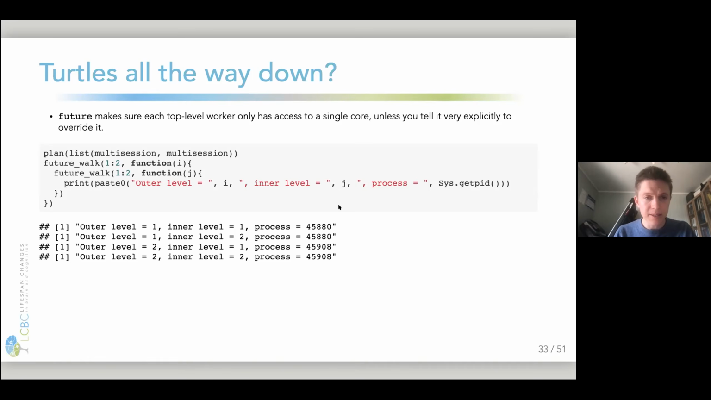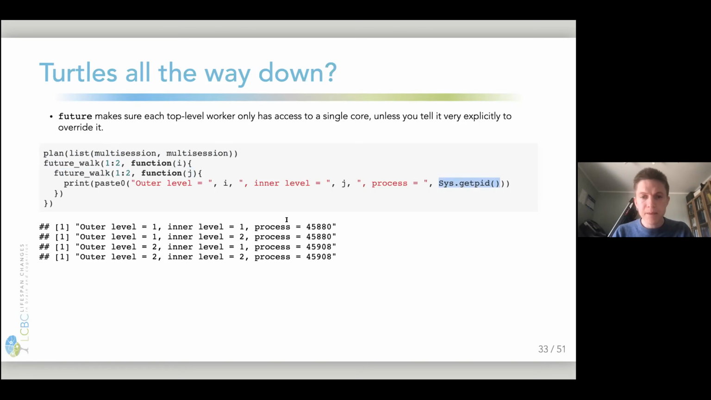So here's an example of this. I use the future walk function, where I have an outer nesting with this I variable, and an inner nesting with the J variable. At each of these levels, I set up to try to do this in parallel 2 times. So I say plan, multi-session, multi-session. This is the way to set up that you want to have 2 levels of parallelism. And then I print out the process ID at the bottom.